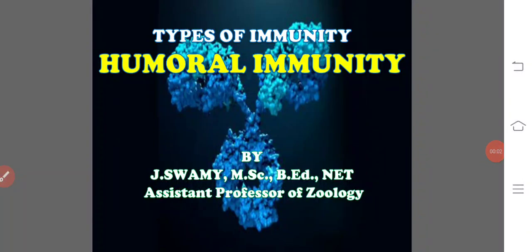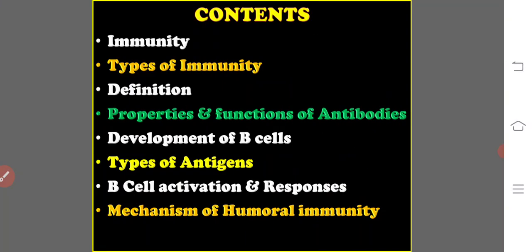Hi viewers, in this class we are going to discuss humoral immunity, apart from the types of immunity. Under this topic, we are going to discuss the definition of immunity, types of immunity, definition of humoral immunity, properties and functions of antibodies at a glance, development of B cells, types of antigens, B cell activation and responses, and finally, the mechanism of humoral immunity.